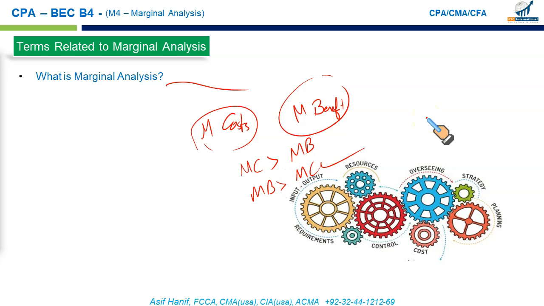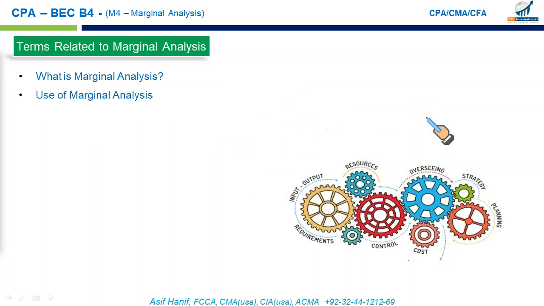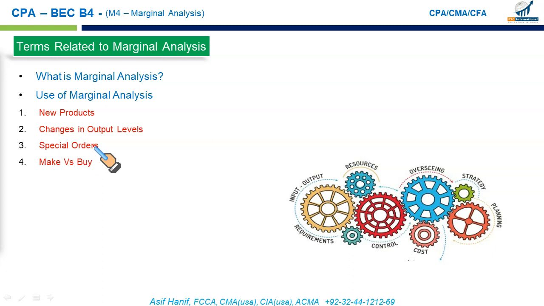So there are multiple uses of marginal analysis. We make a decision regarding new products. Should we launch new products or not? We use marginal analysis in changes in our output level. Should we increase our output level or should we not? Special orders. Sometimes we receive special orders from our customers and we have to decide whether we should take this order or not.